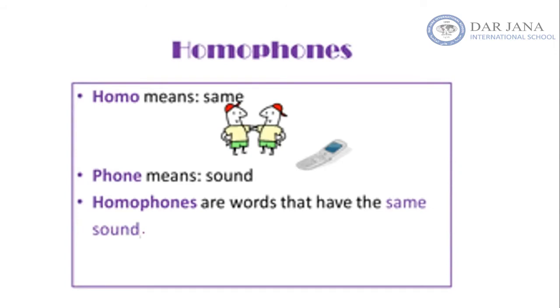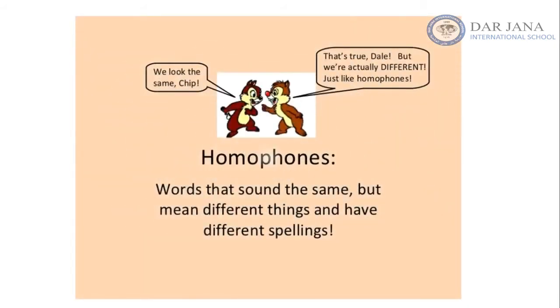Homophone is made of two words. The first is homo, which means same. The second means sound, which is phone. So homophone means same sound, words that have the same sound. So we pronounce them the same, but the spelling is different.